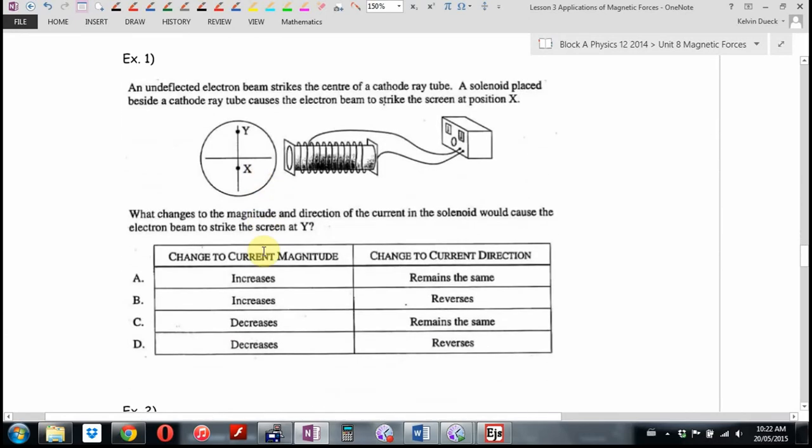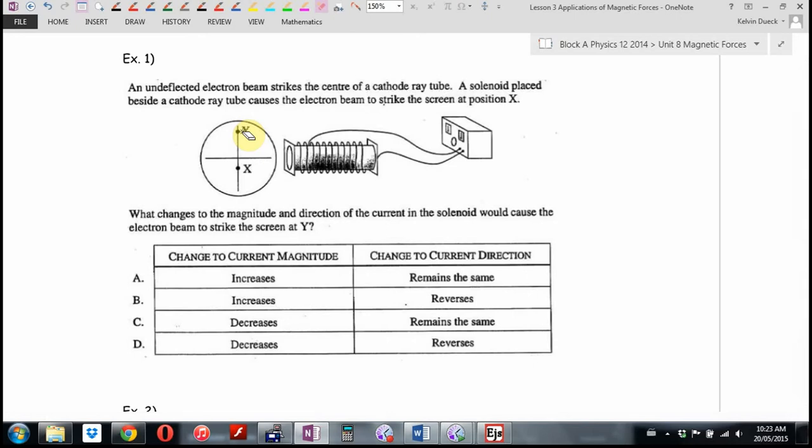All right, so an undeflected cathode ray beam strikes dead center. So before we turn on the solenoids, it hits right there. A solenoid placed right here causes the beam to strike at position X. So once we turn this on, it hits there. What changes to the magnitude and the direction of the current in the solenoid could cause the electron beam to strike at Y? Well, first of all, what direction is it being deflected in situation Y? Up? What direction was it being deflected in situation X?